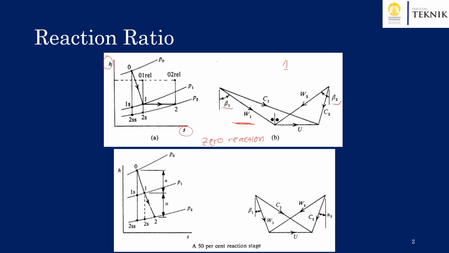The next illustration is when the reaction ratio is equal to 0.5 or 50%. In these conditions, beta 1 will be equal to alpha 2, and beta 2 will be equal to alpha 1, and also C1 will be equal to W2, and C2 will be equal to W1, so that we will have a symmetrical velocity triangle.